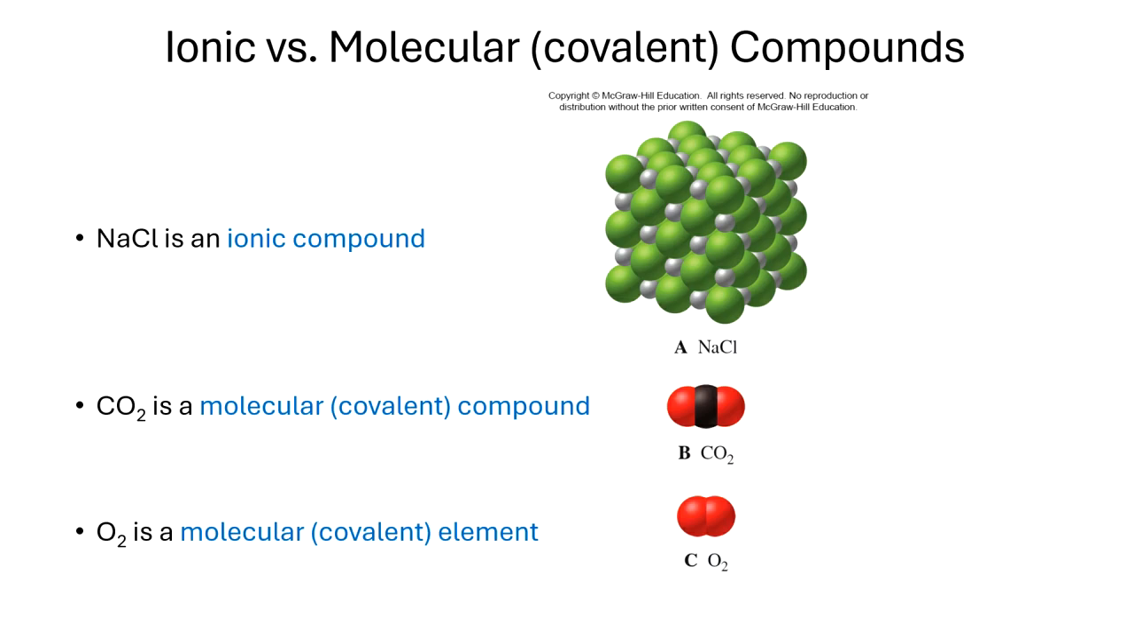Now, carbon dioxide can be compared to this. Carbon dioxide is a molecular compound. It's a neutral compound. It's a gas. You can see the carbon in the center and the oxygens on the outside. And for comparison, we have an element at the bottom. This is oxygen. It turns out oxygen is a molecular, that is a covalent, element. It exists in a diatomic form.